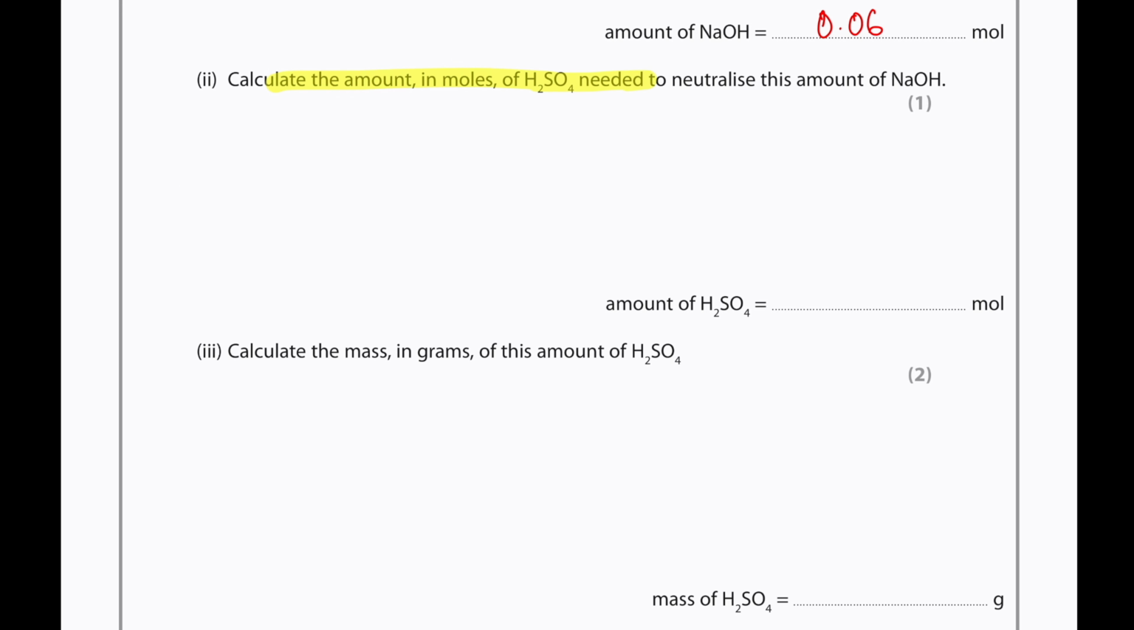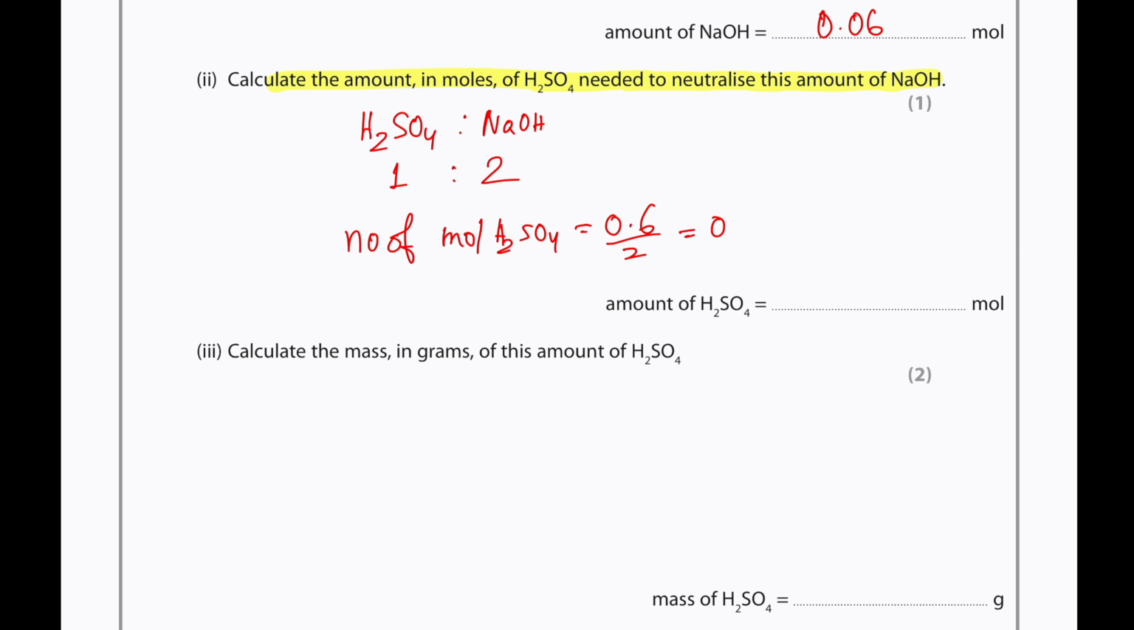Calculate the amount in moles of H2SO4 needed to neutralize this amount of sodium hydroxide. Since the molar ratio is 2:1 between sodium hydroxide and sulfuric acid, the number of moles of sulfuric acid will be 0.06 divided by 2, which is equal to 0.03. Then we will multiply.